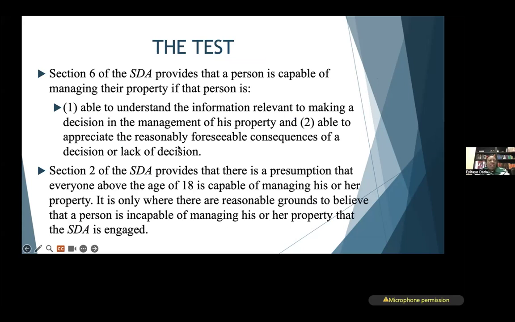Okay, thank you. Section 6 of the Substitute Decisions Act provides that a person is capable of managing their property if that person is able to understand the information relevant to a decision in the management of their property and able to appreciate the reasonable foreseeable consequences of a decision or lack of decision. Section 2 of the SDA provides that there's a presumption that everyone above the age of 18 is capable of managing their property. It's only where there are reasonable grounds to believe that a person is incapable of managing their property that the Substitute Decisions Act is engaged.